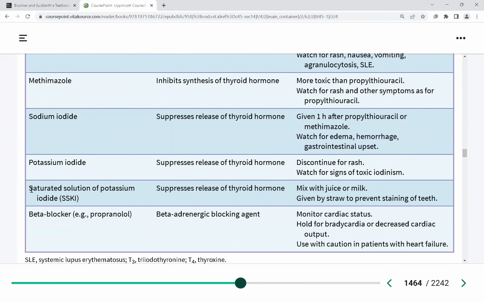Now let's go to the SSKI. This is iodine, saturated solution of potassium iodide. It is iodine, okay? So therefore, if you give iodine to a patient, would it not cause hyperthyroidism? Yes or no? You're giving them so much iodine. Will this cause hyperthyroidism? Yes, technically it will. However, if you give them a lot of iodine in a short period of time, it actually suppresses thyroid activity.